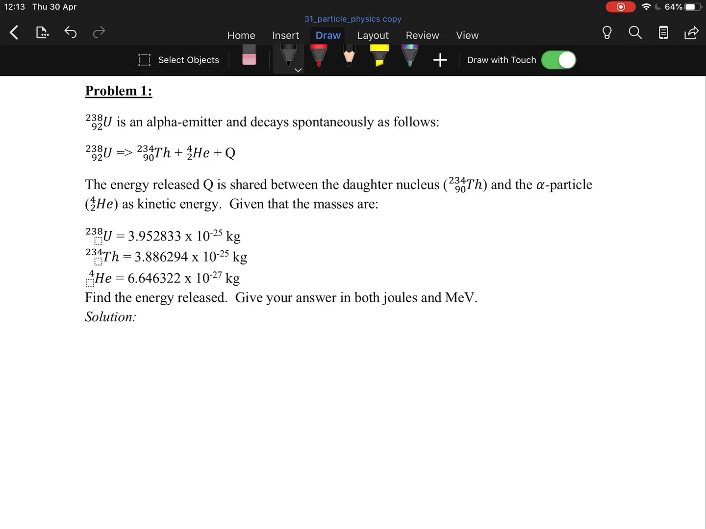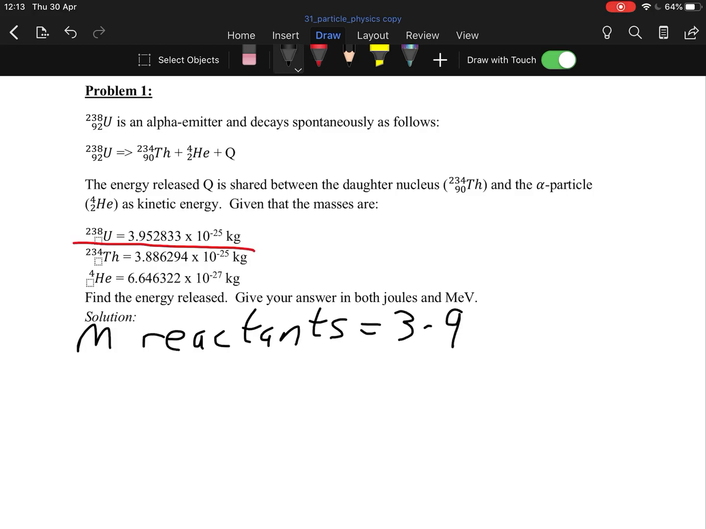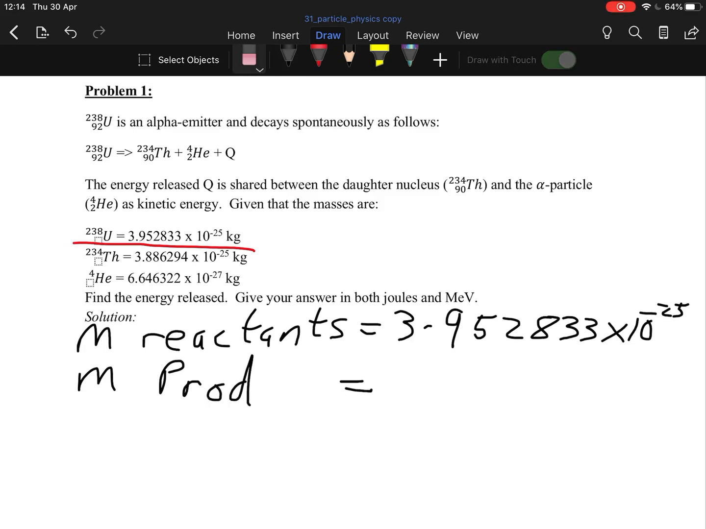So as always, mass of reactants. First, what are our reactants here? It is uranium. So the mass of the reactants is 3.9528333 by 10 to the minus 25. What are our products? So mass of products underneath. Well, our products are the other two values, thorium and helium.